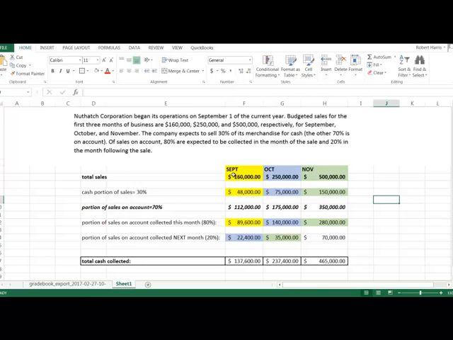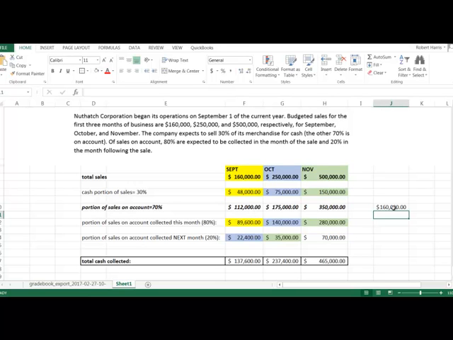So try to color code this. Remember, September is the first month that the business has been in operation. So let's take a look here. They sold $160,000 worth of merchandise, and of that, 30% is going to be for cash, and the other 70% is going to be on account. If I add this plus that, I get, voila, $160,000.